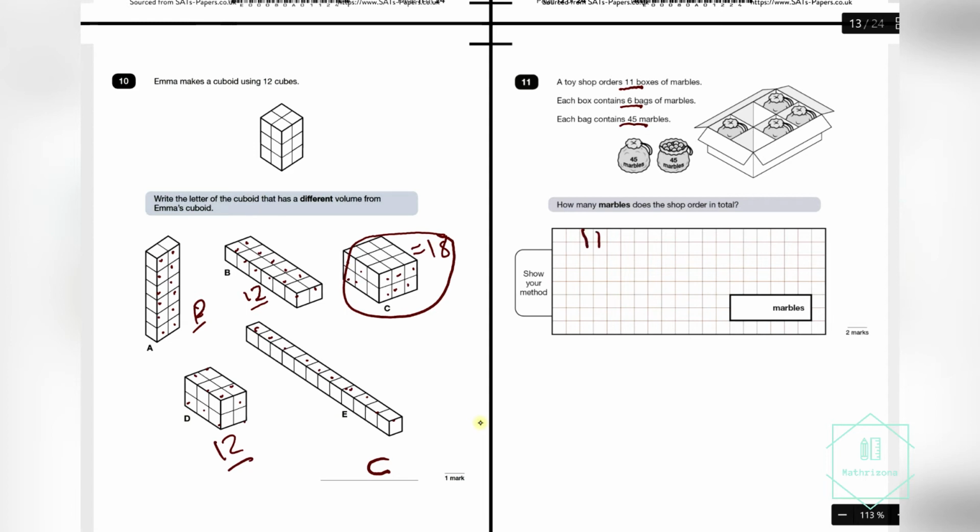So we have 11 boxes, and one box has 6 bags. So 11 boxes will have 11 times 6 is equal to 66 bags. And then each bag contains 45 marbles, so it will be 66 times 45. We do the multiplication.